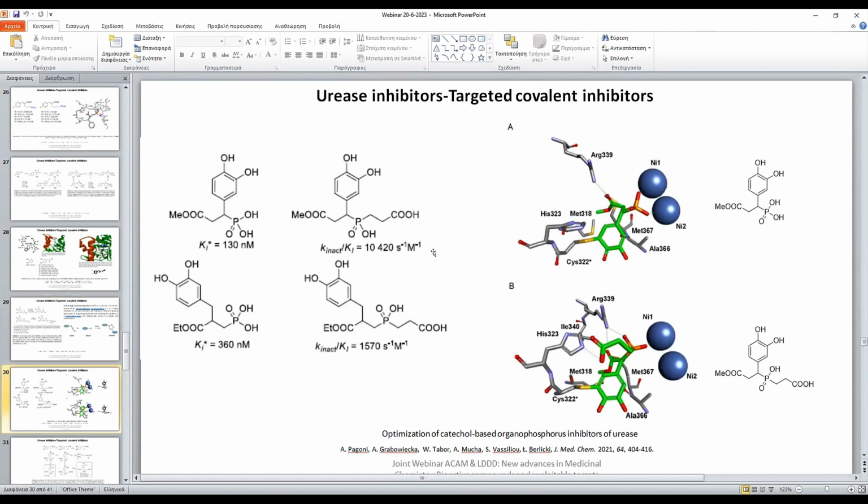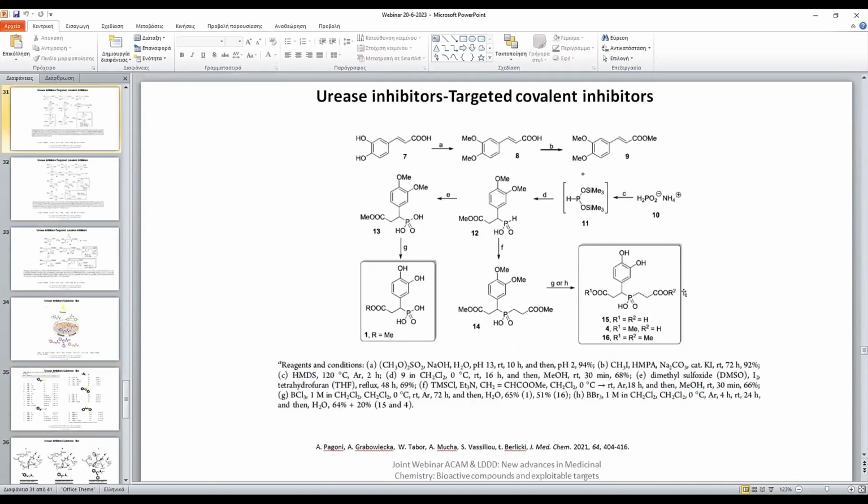Anyway, we moved further. We had the catechol group forming a covalent bond with cysteine 322, but we didn't have other interactions. But we have the knowledge. We know how to interact with the active site of the enzyme. How? We introduced organophosphorus moieties. We synthesized several organophosphorus-containing compounds with catechol group, and again, with molecular modeling, we proved the covalent bond between the catechol group and cysteine 322 in two cases. Here you can see.